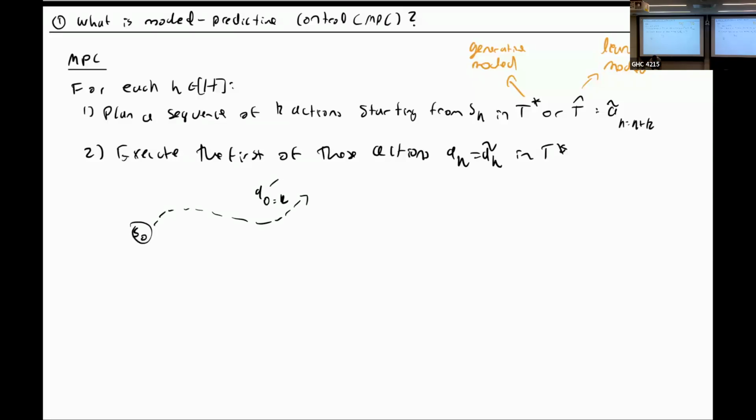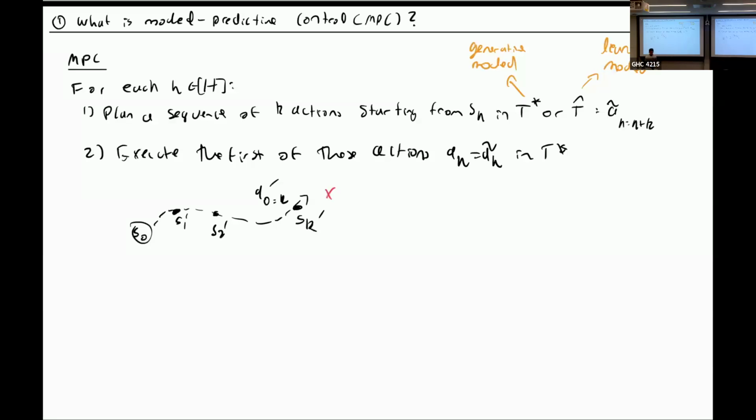So maybe when we execute the first one, we get some S1 prime, some S2 prime, and we go all the way to, let's say, some SK prime. And maybe we see that this state SK, we look at it, is actually kind of bad. So maybe this isn't the overall outcome we want.